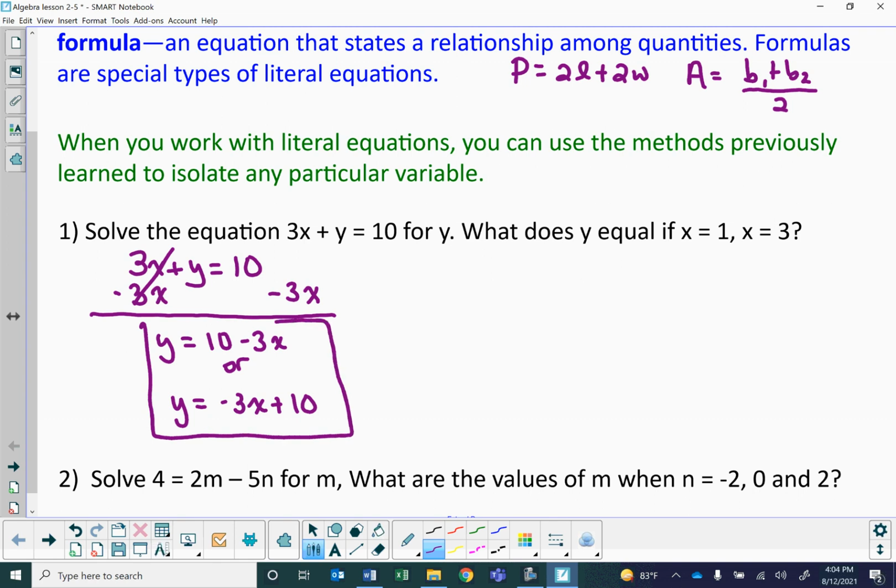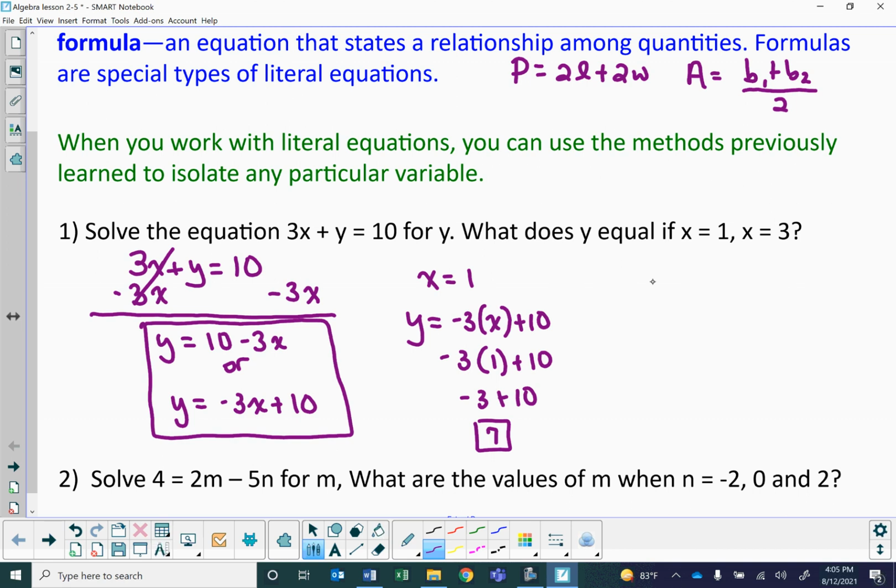The second thing we were asked to do is then solve it if x equals 1 and x equals 3. So if x equals 1, and I have y equals negative 3 times x plus 10, that would give me negative 3 times 1 plus 10. So that's negative 3 plus 10, which happens to be 7. Right? And if x equals 3, y equals negative 3x plus 10. Negative 3 times 3 plus 10, which is negative 9 plus 10, which is 1.